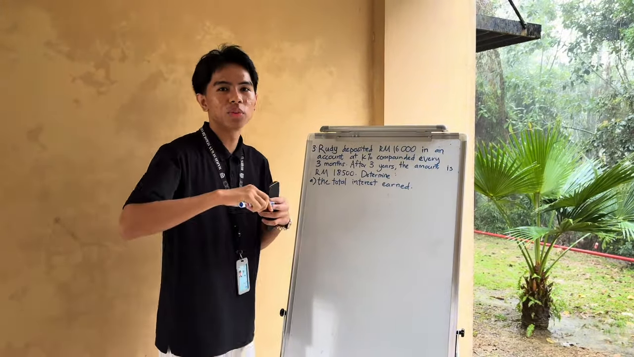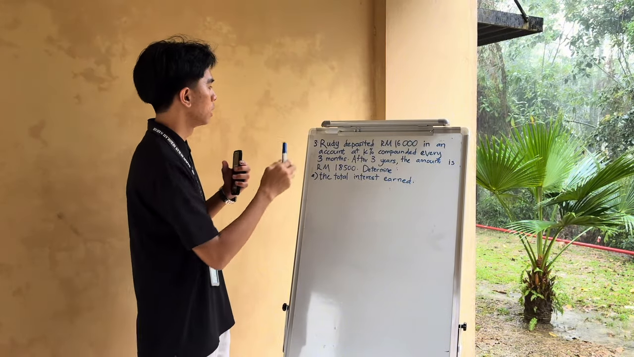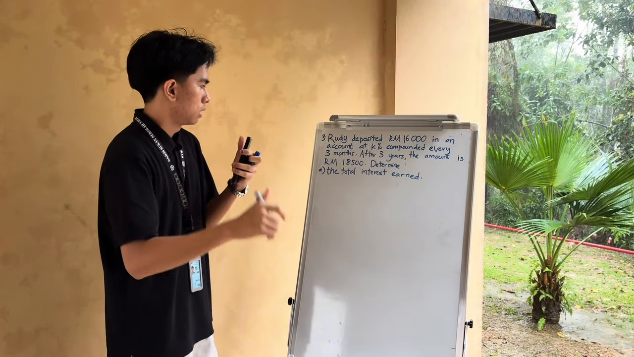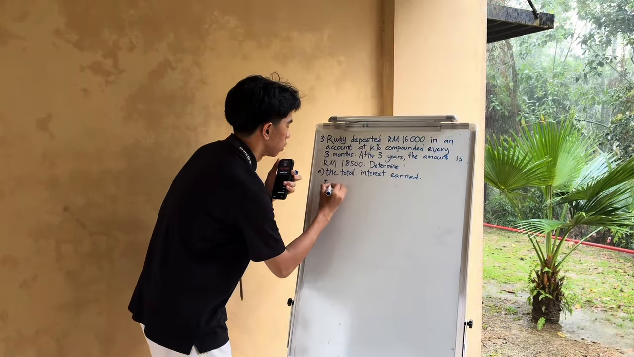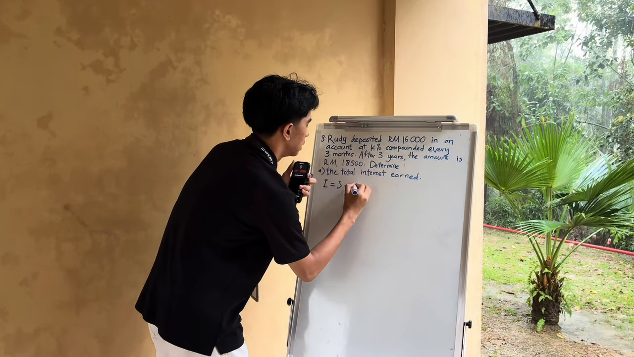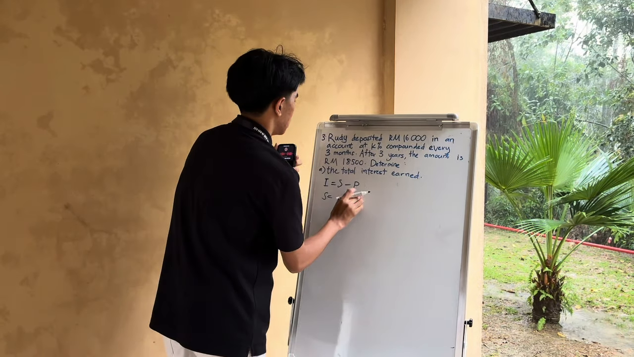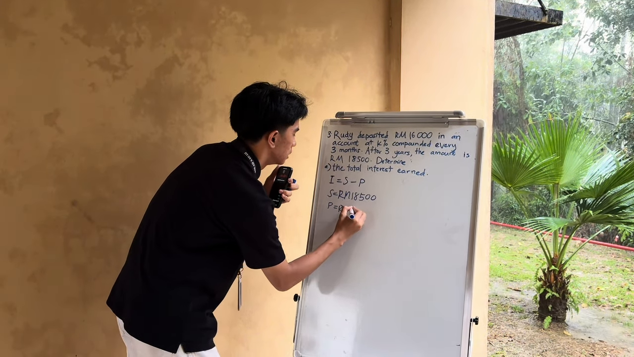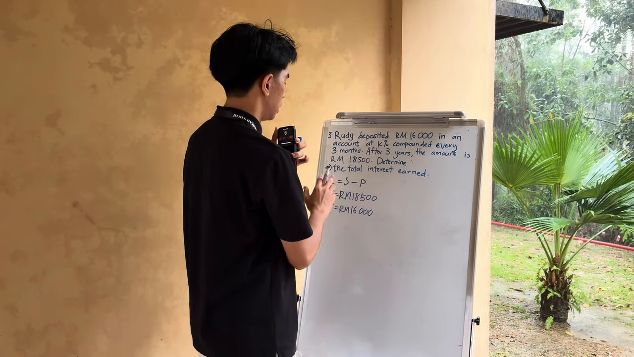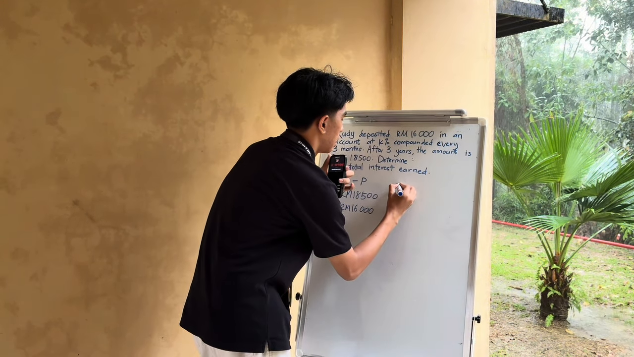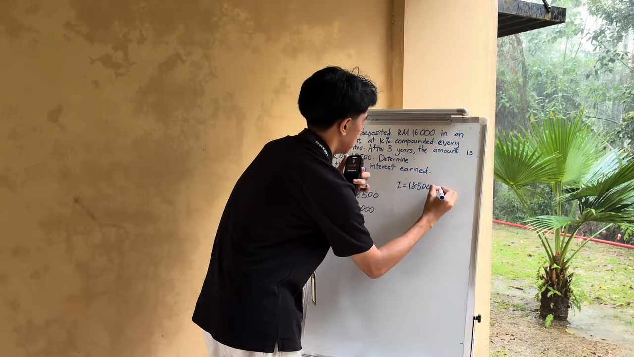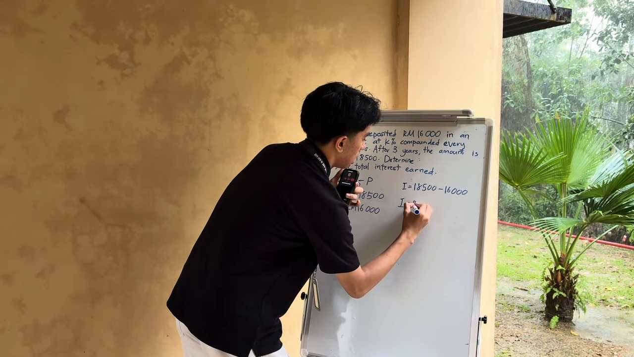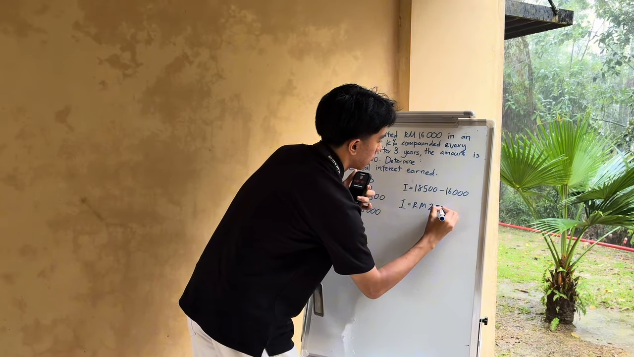Next, let's move on to question 3. The question is to determine the total interest earned, so we will use the formula interest equals future value, which is S, minus P. The future value is RM18,500 and the P is RM16,000. So we just need to do S minus P. So I equals 18,500 minus 16,000. So the answer for question A is RM2,500.